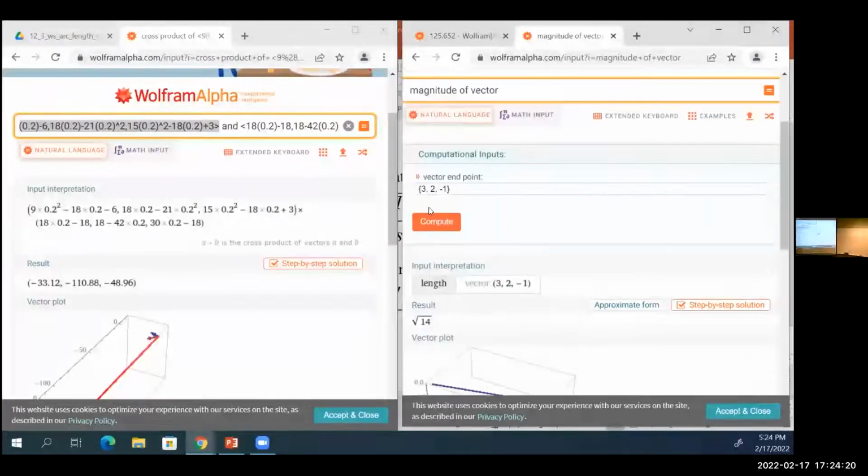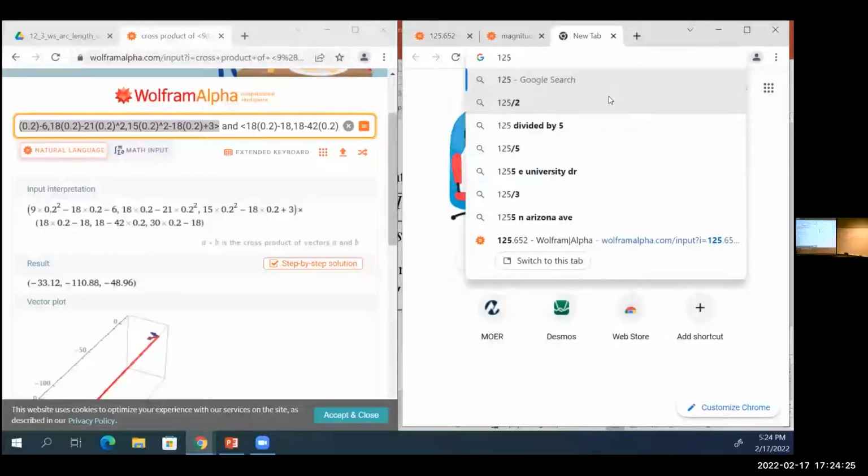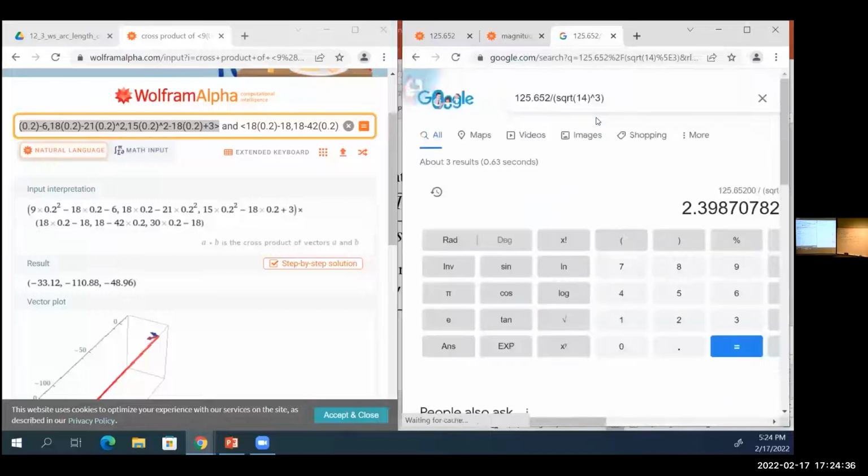All right, square root of 14. So we got 125.652 divided by square root of 14 cubed. And I don't think that's the right answer. Let's see. So we get, I got the same thing, 2.39, at least on my calculator. Yeah, so I know that it's at least calculated. Yeah, we calculated that part correctly.